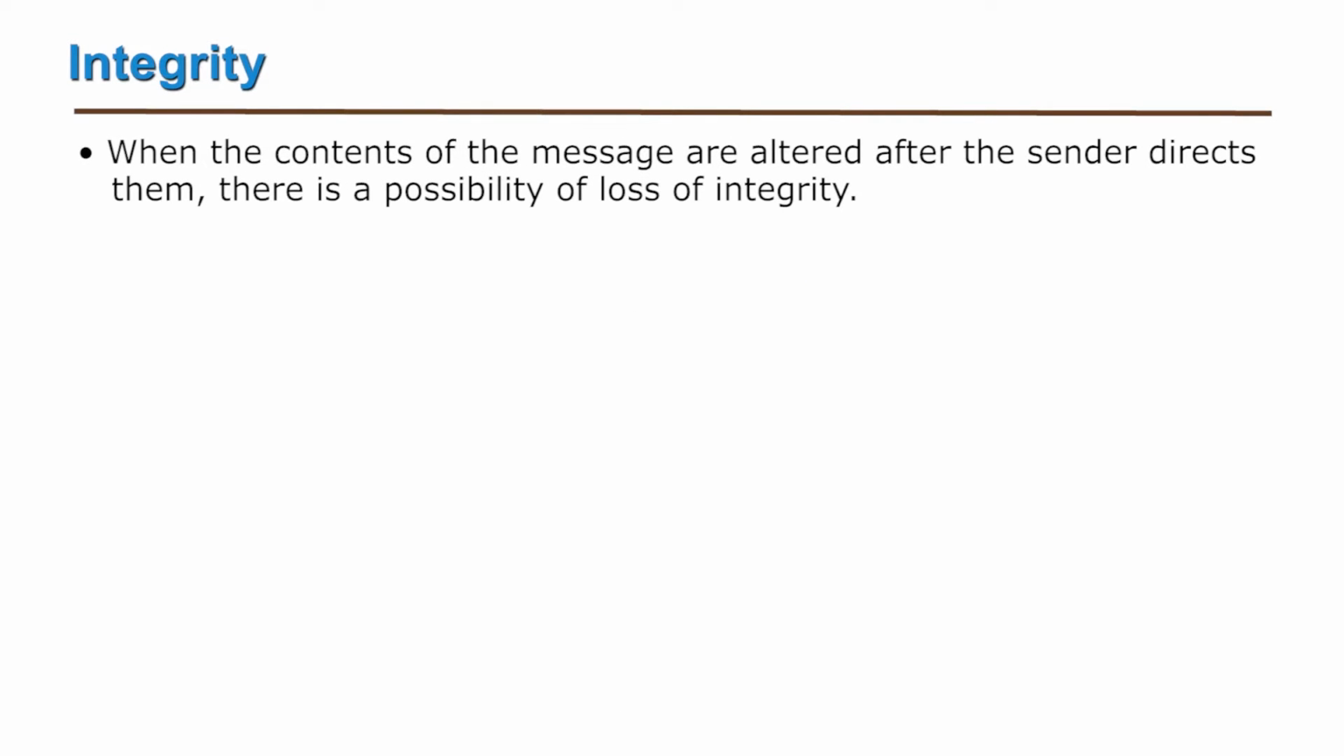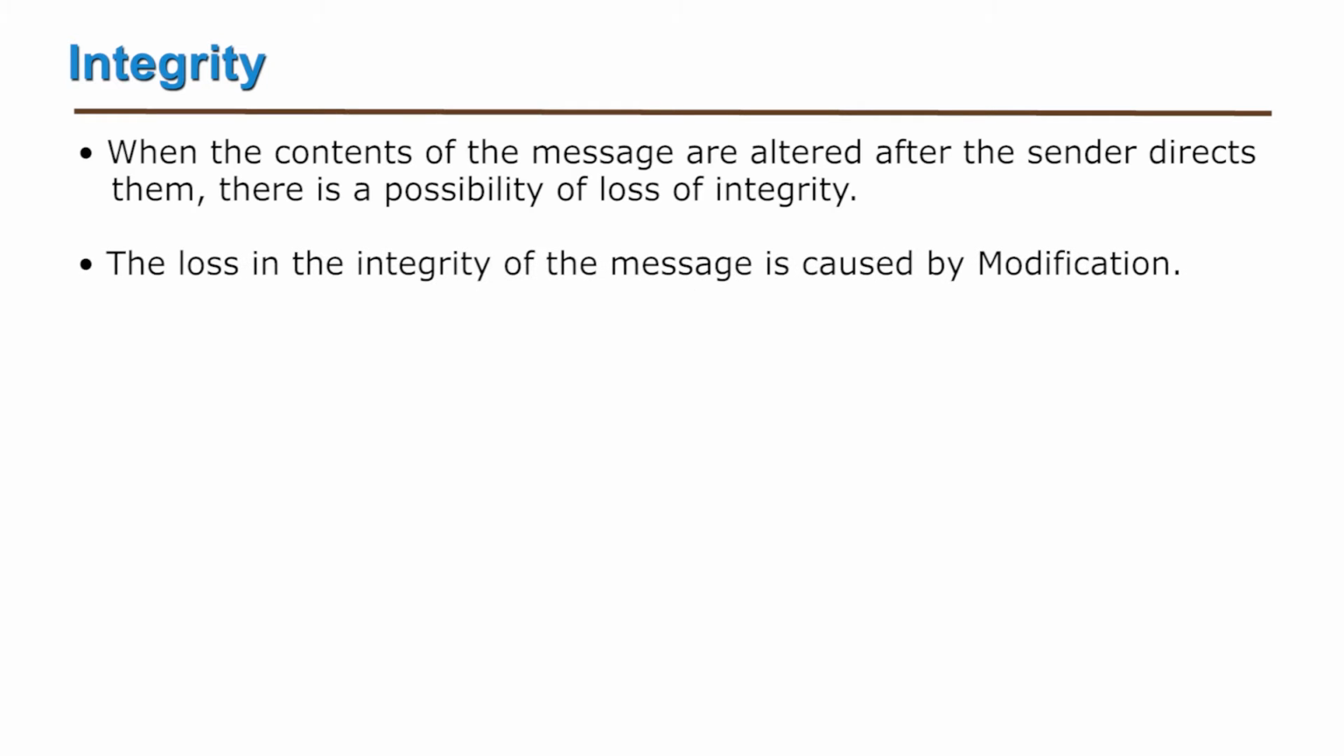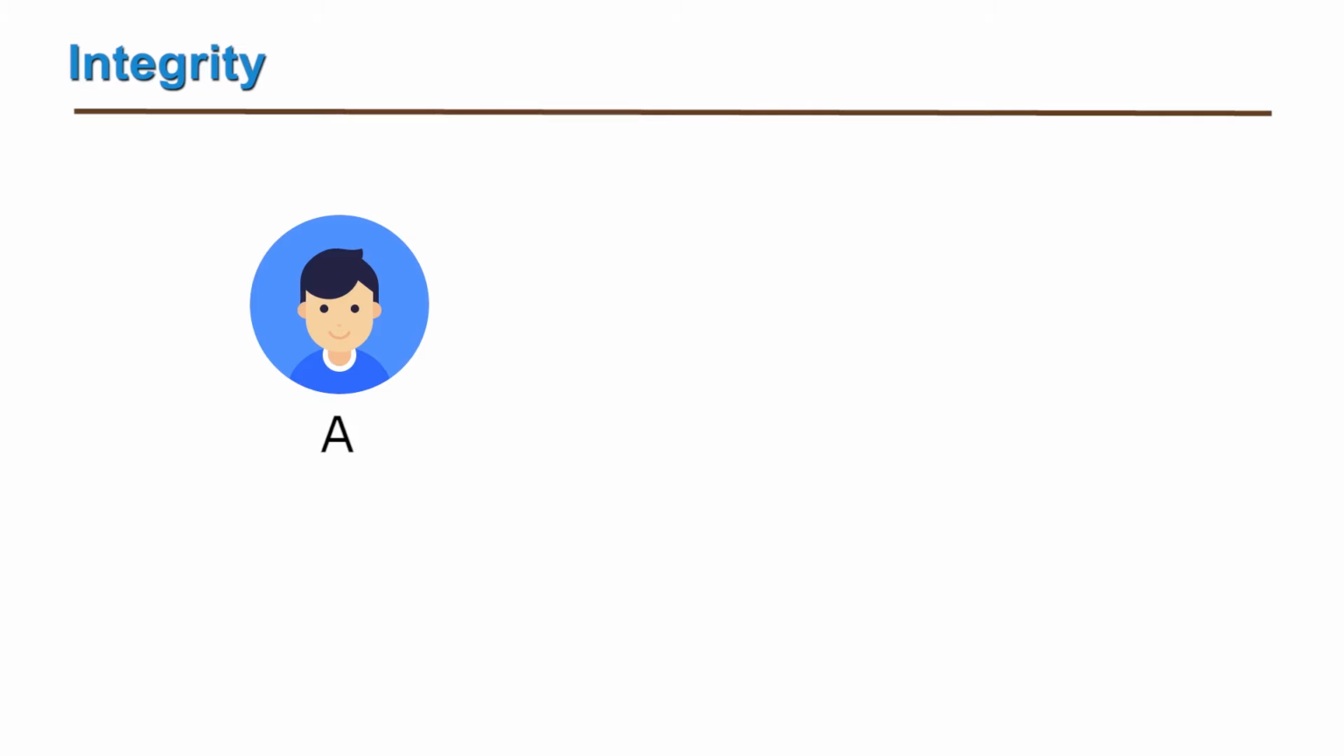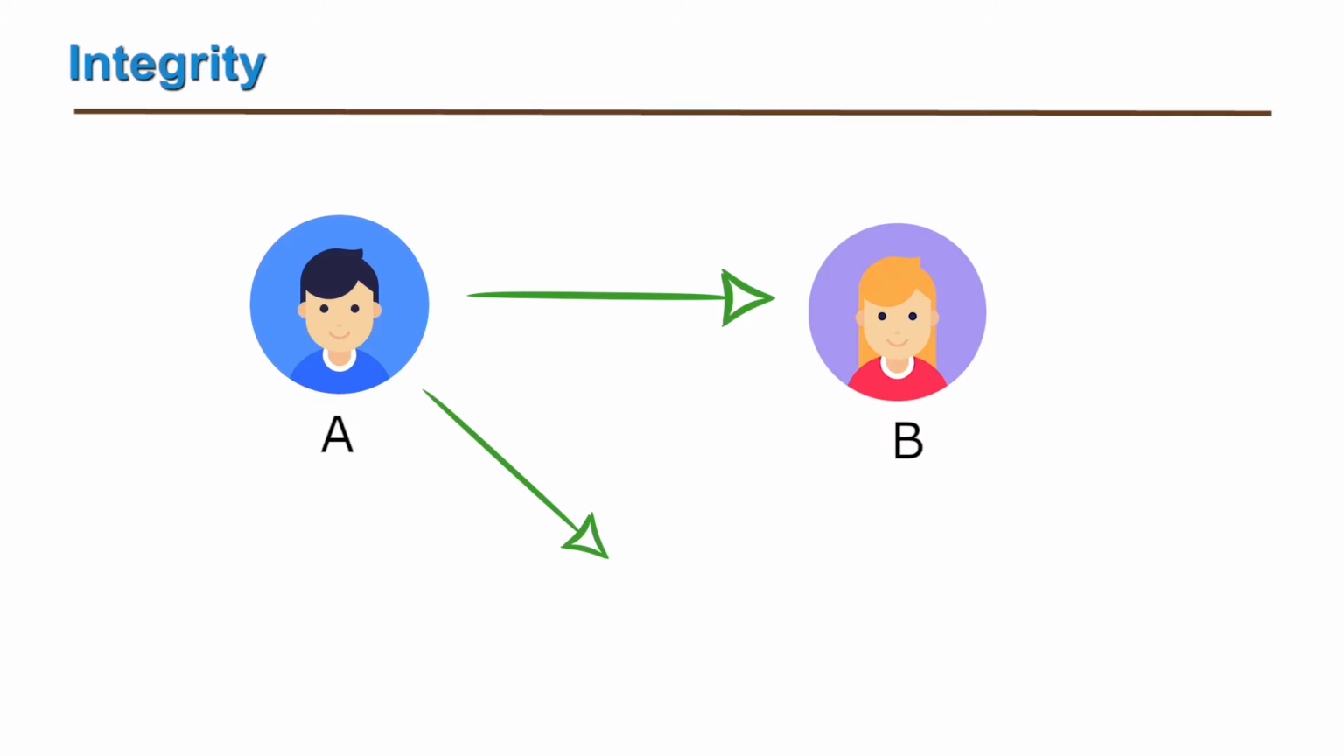Next comes integrity. When the contents of the message are altered after the sender directs them, there is a possibility of loss of integrity. Loss of integrity of the message is caused by modification. So, the original message is modified by the third party. Here, the user may not know the modified message is sent to the receiver instead of the original message.